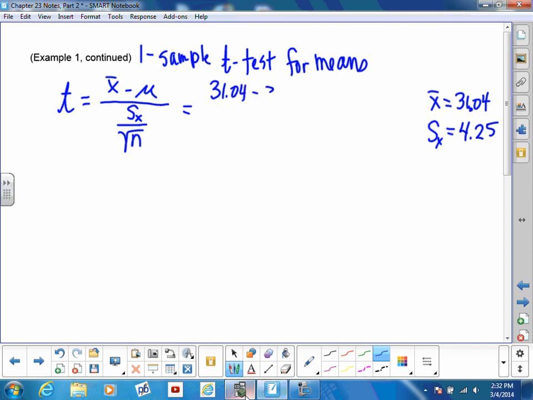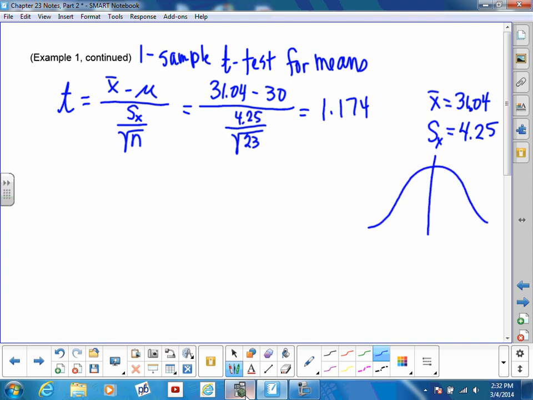So let's finish this out. 31.04 minus the mean of 30 over 4.25 over the square root of n, which, what was the size of our sample? 23. Okay, if you do this, you get 1.174. Ta-da! Okay, so now while you're finishing copying that, I just want to remind you of what this is physically saying. 1.174 is a representation of what?